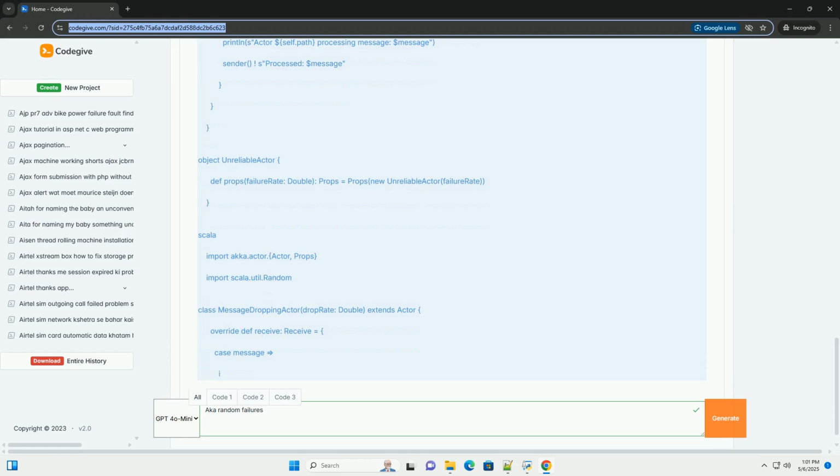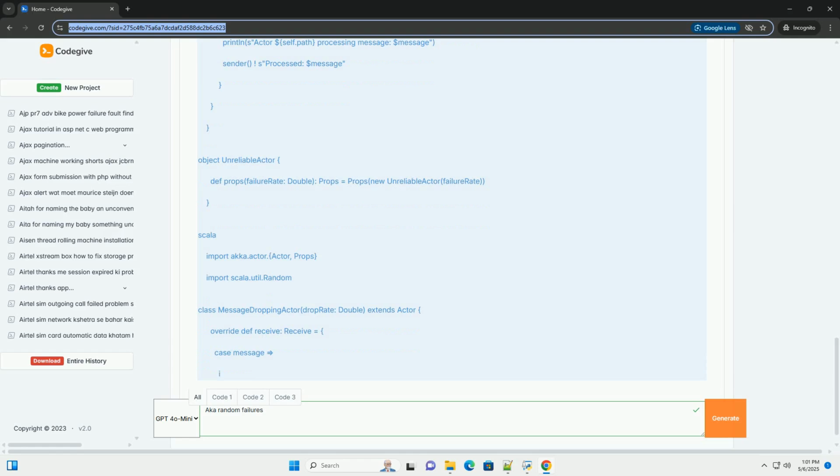2. Techniques for simulating random failures. Now, let's explore techniques for introducing random failures. Random actor termination. This simulates an actor crashing or being killed unexpectedly. We can achieve this by injecting a probability of termination in an actor's message processing loop. In this example, failureRate determines the probability of the actor throwing an exception and causing a restart for each received message. Message dropping. This simulates network packet loss or messages being discarded. We can randomly drop messages within an actor's receive method. The dropRate controls the probability of a message being ignored, dropped.